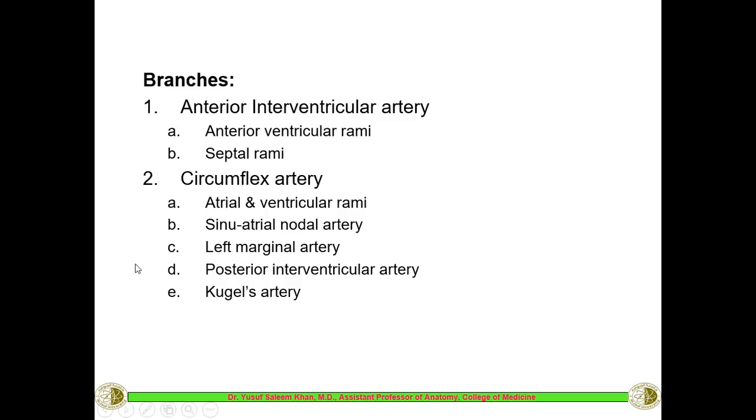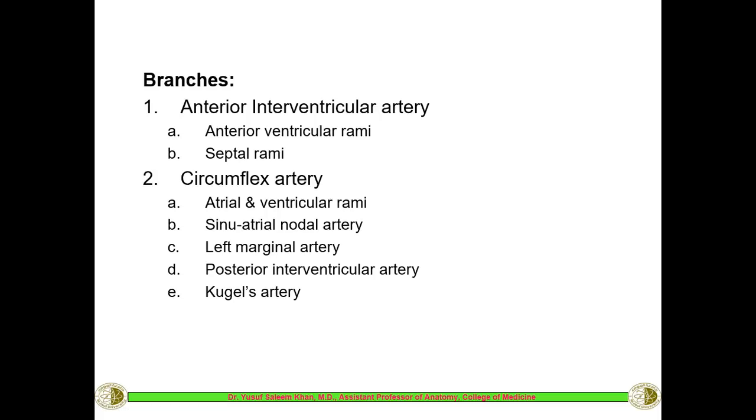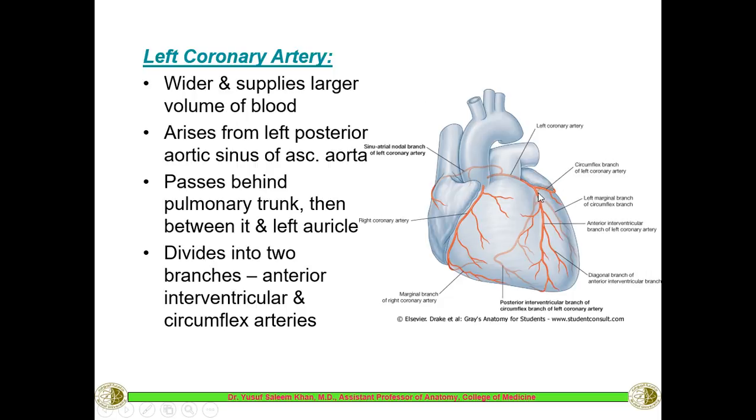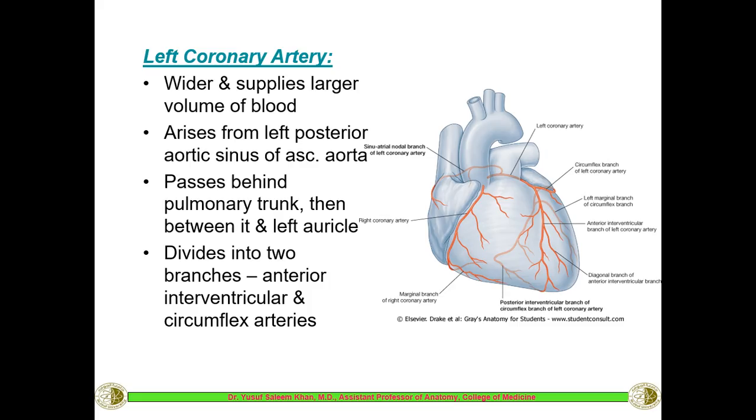The circumflex artery, if you can see here, will give some important branches. One is the atrial and ventricular rami, which will supply the atrium and the ventricle of the left side, the left atrium and ventricle. Then the sinoatrial nodal artery, then the left marginal arteries. The right side has the right marginal artery; similarly, the left circumflex artery gives left marginal arteries.